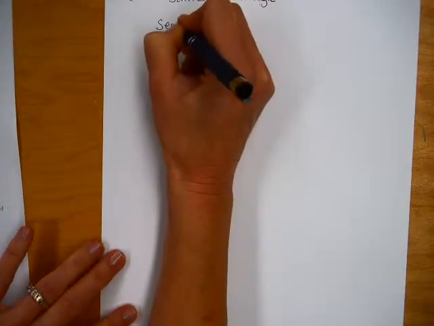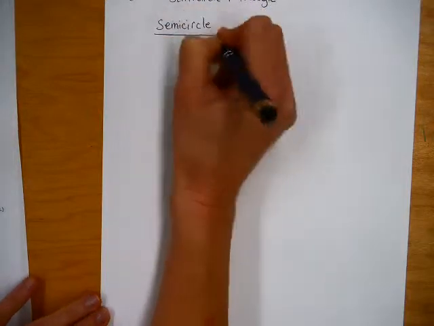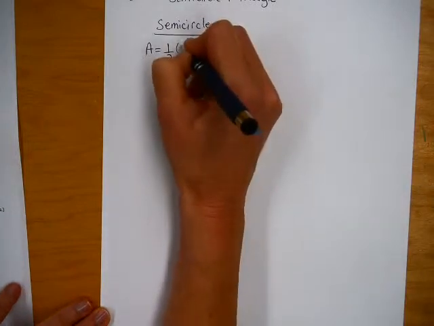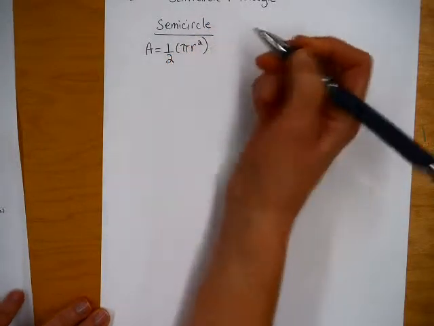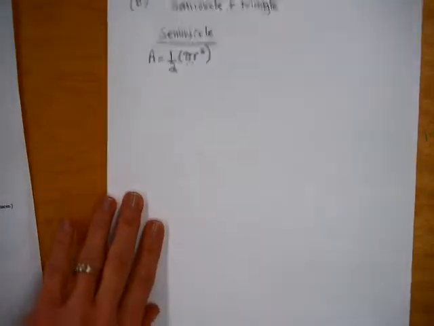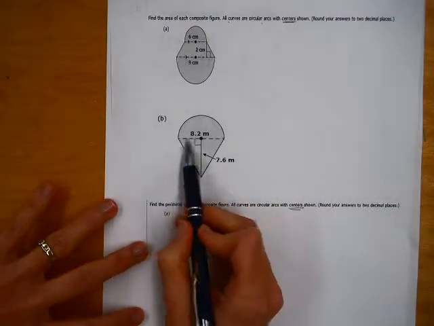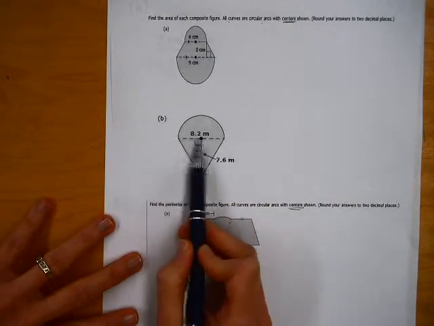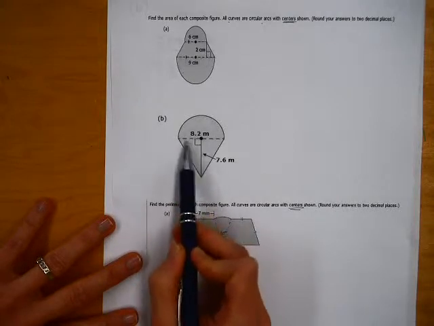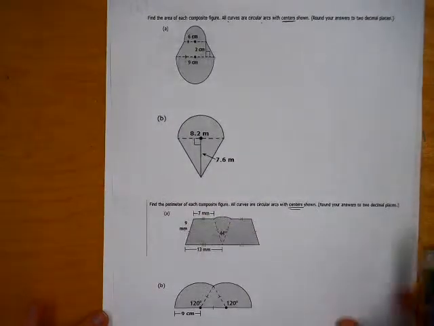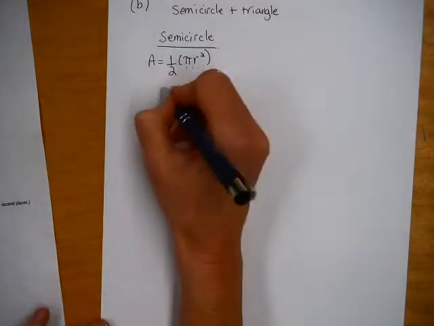So let's start with the top semicircle. Since it's a semicircle, or half a circle, my area will be half of pi times radius squared. If it were a full circle, it would be pi times radius squared, but since it's half a circle, we're going to put that 1/2 there. Looking back at the drawing, all the way across here is 8.2, so that would be the diameter of that semicircle. I need the radius, or half of 8.2. If you do 8.2 divided by 2, you get 4.1 for the radius. And so that's what I'm going to plug in for r.